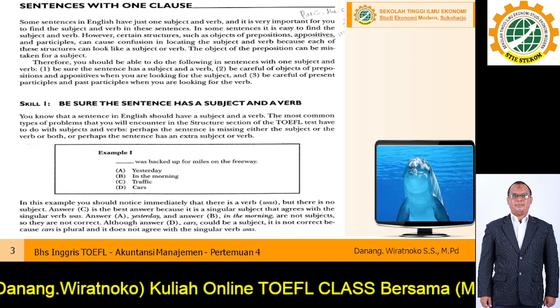In this example, you should notice immediately that there is a verb, was. The verb was. But there is no subject. So answer C is the best answer, traffic. Because it is a singular subject that agrees with the singular verb was. Jadi traffic ini nggak pakai S, so it's a singular. So the verb was is also singular.